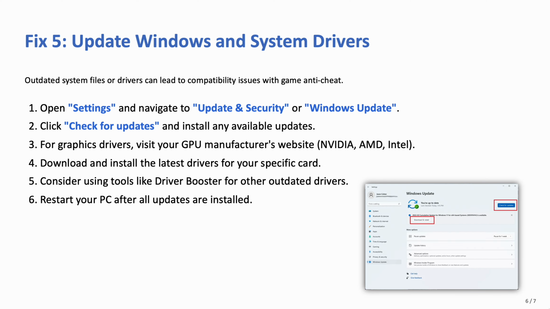The last fix is to update your Windows and system drivers. Outdated system files or drivers can lead to compatibility issues with the game's anti-cheat. So open Settings, navigate to Update and Security, then Windows Update, click Check for updates and install any available updates. For the graphics driver, visit the GPU manufacturer's website and download and install the latest driver for your specific card, and consider using tools like Driver Booster for other outdated drivers. Then restart your PC after all the updates are installed.